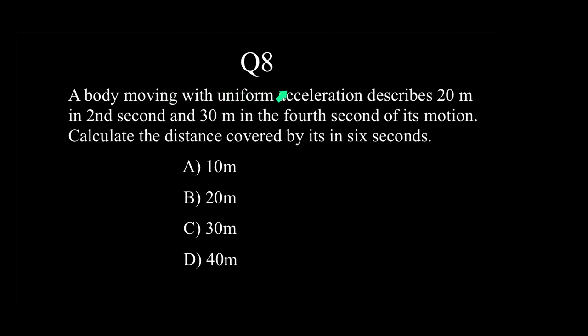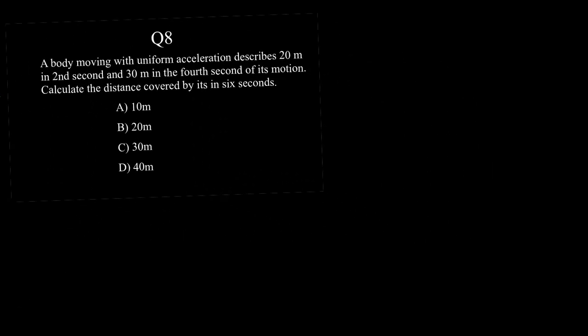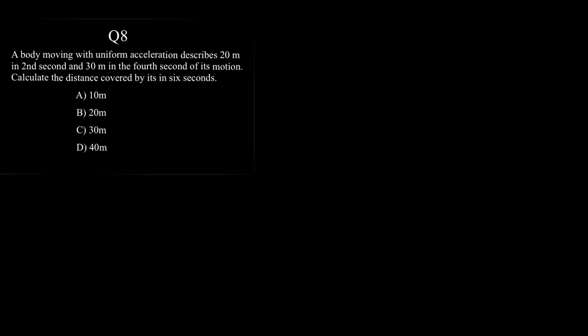A body moving with uniform acceleration describes 20 meter in the second and 30 meter in the fourth second. Calculate the distance covered by it in 6 seconds. Okay, so this question makes use of the formula Sn, which is the displacement in the nth second. Sn is equal to u plus a by 2 into (2n minus 1).